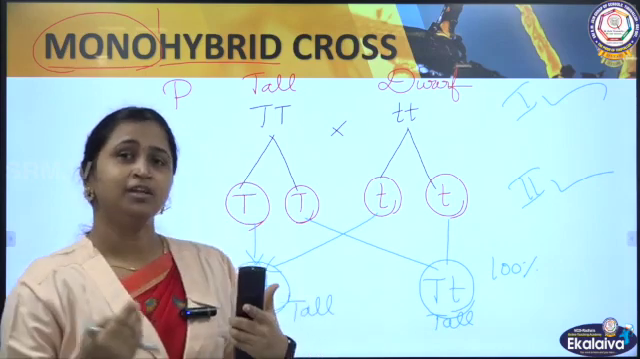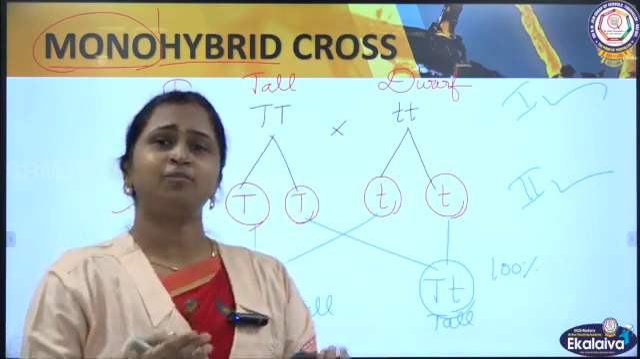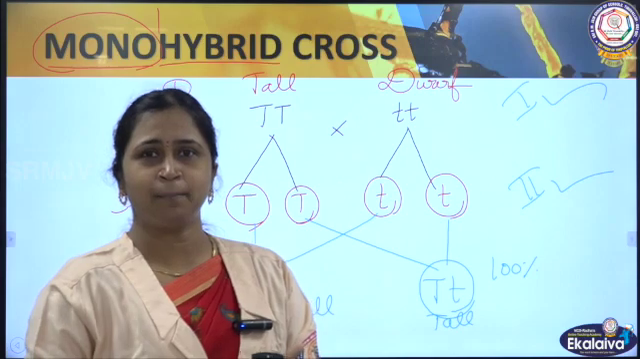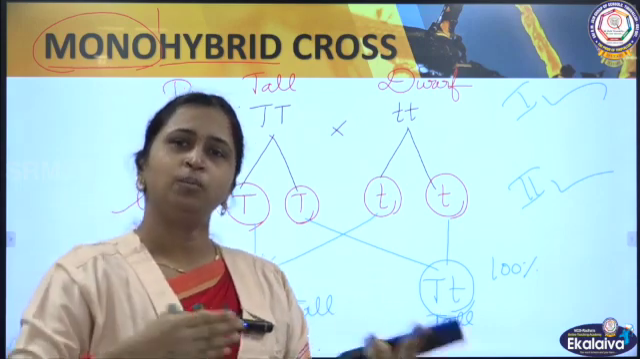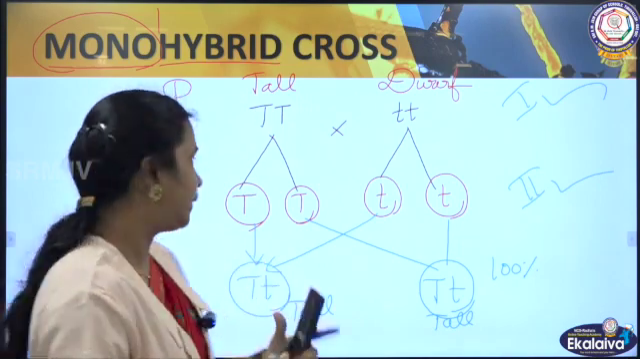In a board-based question, suppose they are asking you to explain the law of segregation by giving an example, you can talk about the monohybrid cross. For dominance, you can talk about both monohybrid as well as dihybrid. Okay, we will move on.